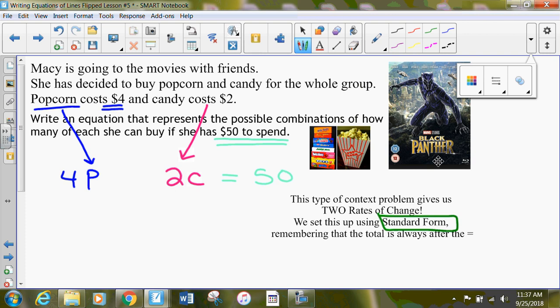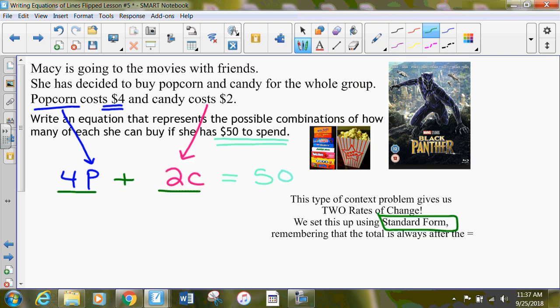So I want you to think about this. We're going to take the amount that it will cost to buy popcorn and the amount that it will cost to buy candy, and we know that that's going to be equal to the total amount that she has. She can't spend over $50. She doesn't have over $50. So right now, this is the equation. We're done. This is the equation that represents this type of problem.